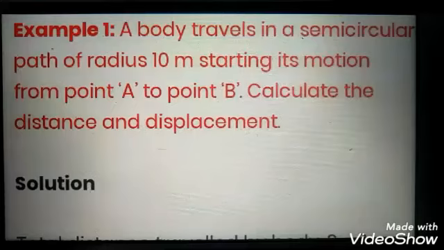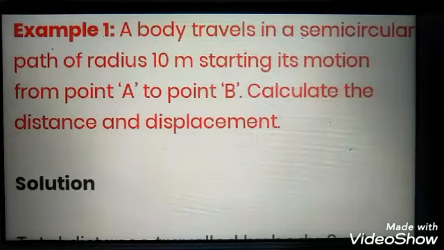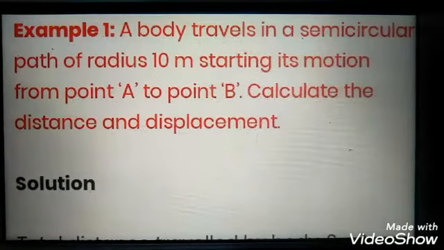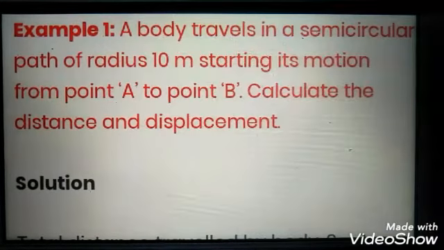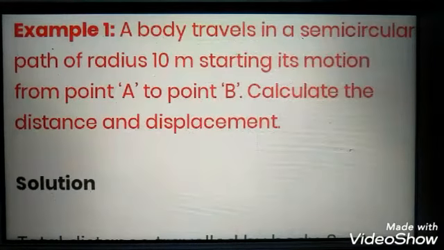First of all, when we are calculating the numerical problem, we have to read the numerical problem properly and then write down the given quantities. So what are the given quantities here? That the body is traveling in a semicircular path of radius 10 meter, and what we have to calculate? We have to calculate the distance and displacement.